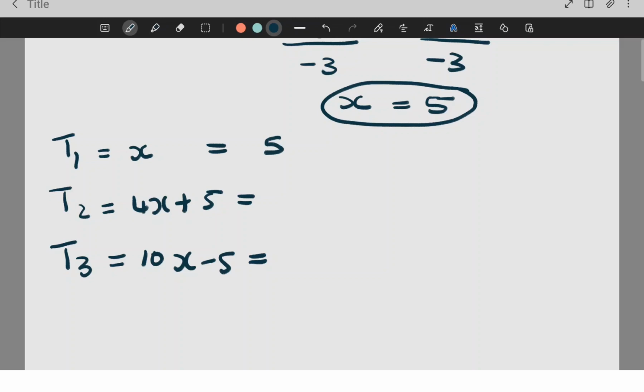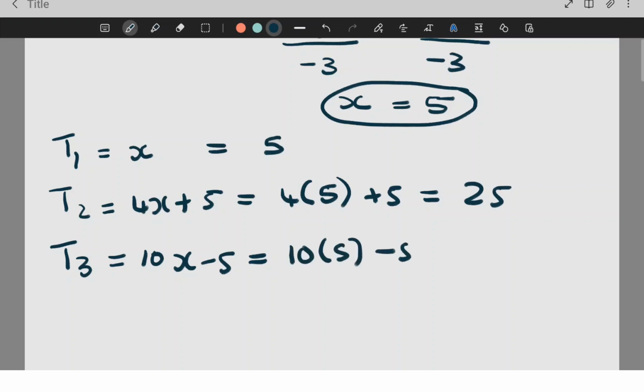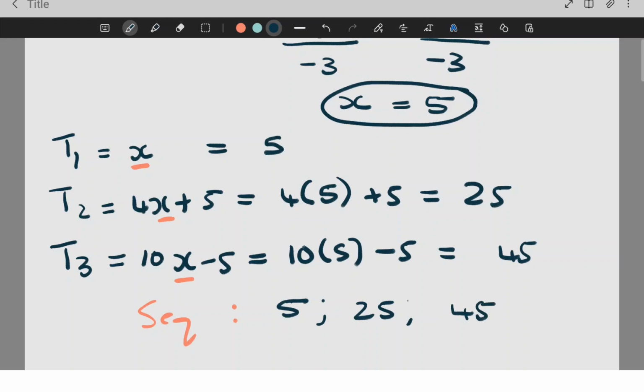Term 2 is 4x plus 5, so 4 times x, which is now 5, plus 5. This will give me 25. And then term 3 is 10x minus 5, so 10 times 5 minus 5. This will give me 45. So can you see, wherever there was an x, I just replaced it with 5. There was an x, replaced with 5. There's an x, replaced with 5. The final answer is the sequence: term 1 is 5, term 2 is 25, term 3 is 45.